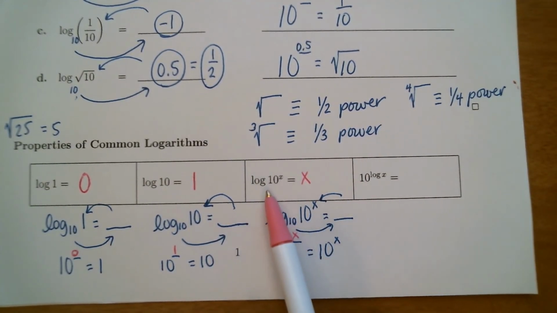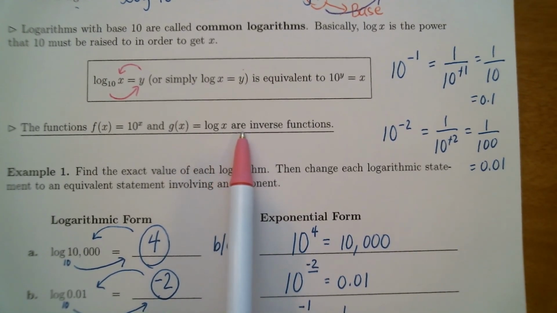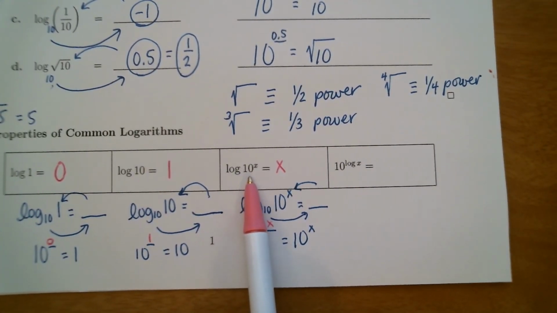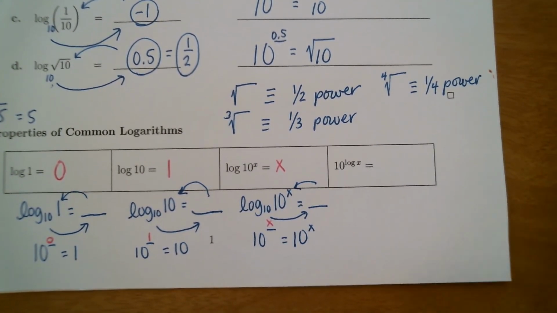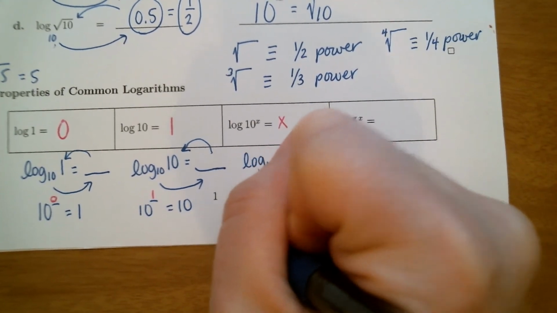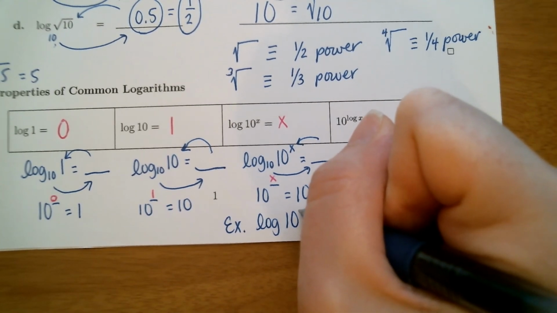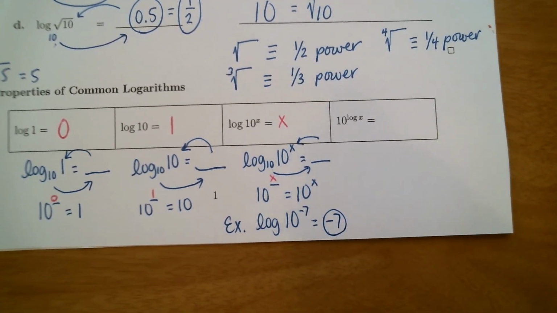Remember what I told you up here, that the functions 10 to the x and log base 10 of x are inverse functions. They undo each other. So if you see a log and a 10 like this side by side, they're going to cancel each other and leave you with x, which will come down out of the exponent. That happens because they're inverse functions. Like I said, I'd give you an example of this. If I gave you log of 10 to the -7, the log and the 10 would cancel and the answer would be -7.